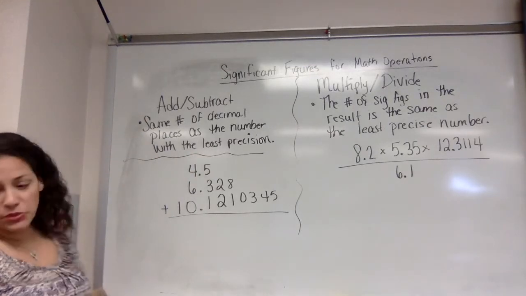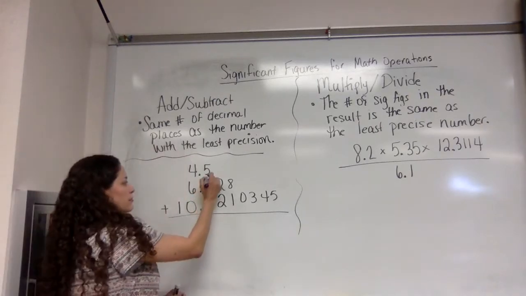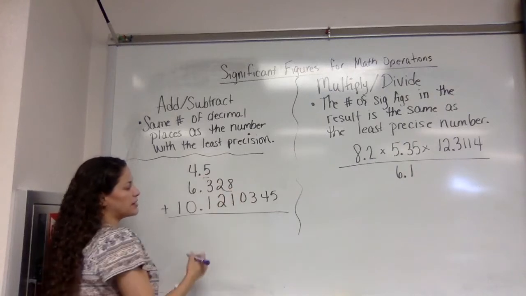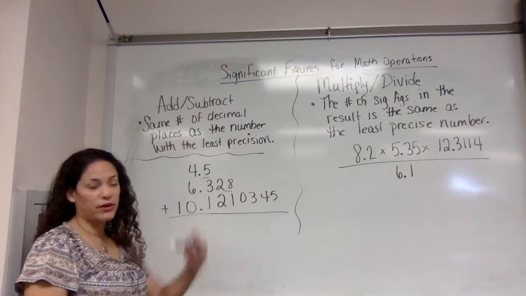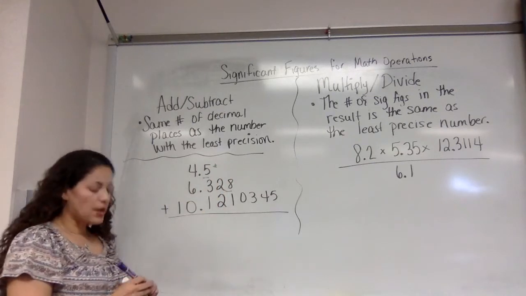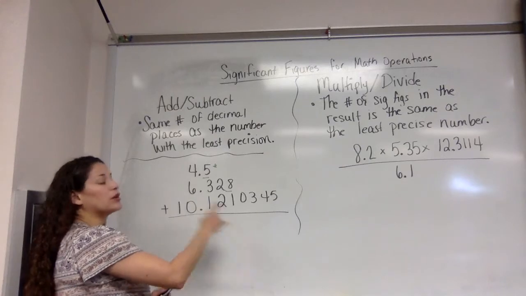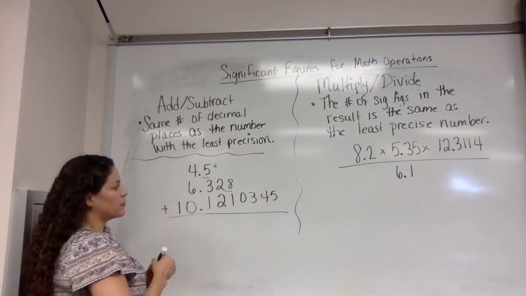If I look at this one right here, I'm going to notice that this one goes to the nearest tenths, this one goes to the nearest thousandths, and this one goes all the way over there. So the one that's the least precise is going to be this one right here. But what you want to do is add them all down, and then apply your rounding rules once you have your final answer.